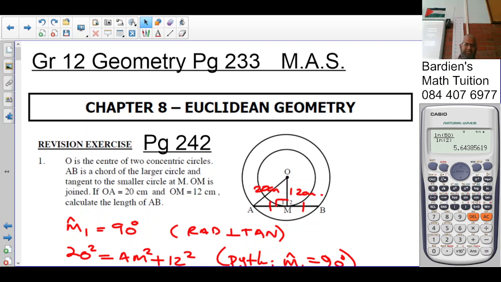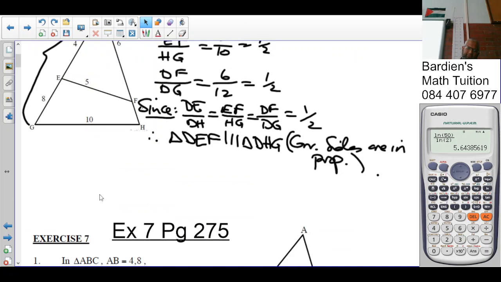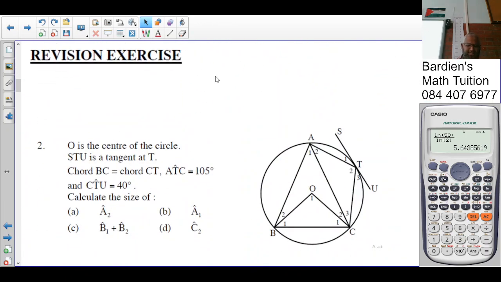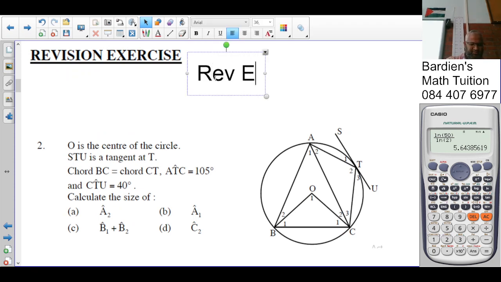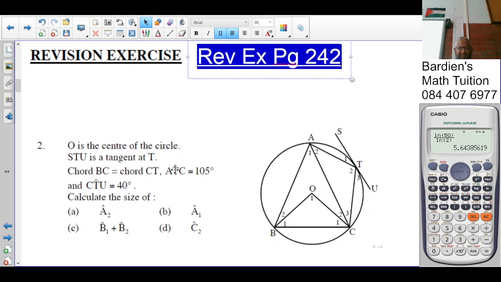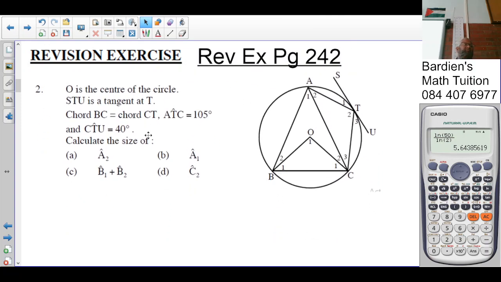So you guys had, we said in this lesson we're going to look at the revision exercise. There were 3 sums that we haven't done yet, which are 2, 3 and 4 on page 242. And I gave you a sum or two of proportionality, the converse thereof. So we're going to look at that as well today. So this is the revision exercise on page 242. This was the revision on grade 11 work.